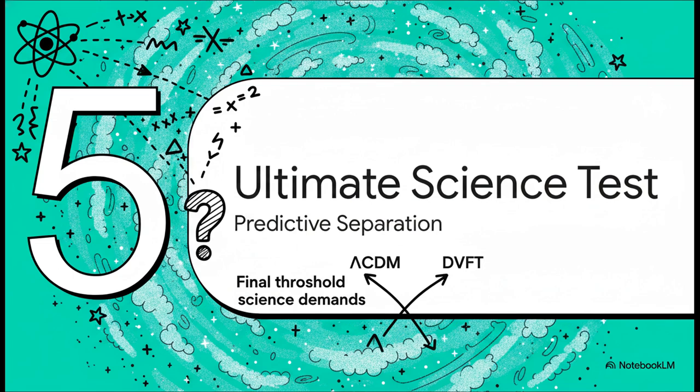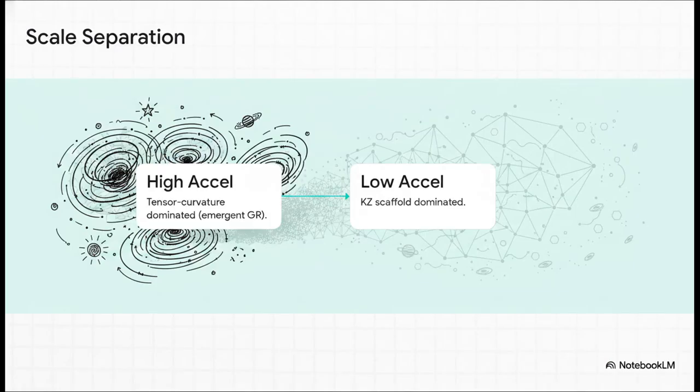Finally, Section 5, the ultimate scientific test. What makes DVFT so sophisticated is its use of scale separation. In areas of high acceleration, like right here in our solar system, Einstein's general relativity works perfectly. But out in the vast cosmos, where acceleration is very low, the dynamics are dominated by that vacuum scaffolding. DVFT is attempting to simultaneously preserve general relativity locally while leaning on non-particle vacuum scaffolds on a massive cosmic scale.